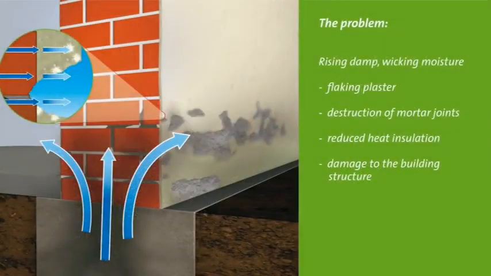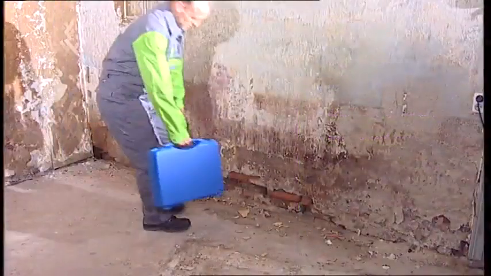As shown here in the graphic, this wall is lacking a horizontal barrier. The moisture is soaked up from the ground through capillary action, just like a sponge. The water transports minerals, including damaging salts, which are deposited in the wall and on the wall surface. In the areas where the moisture can evaporate, the damage is most visible. The salts crystallize on the surface and destroy the plaster and masonry. The inevitable consequences are flaking plaster, destruction of the mortar joints, reduced thermal insulation, destruction of the building fabric.